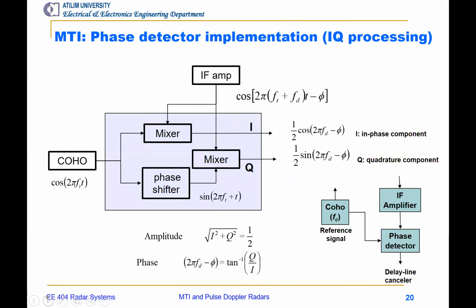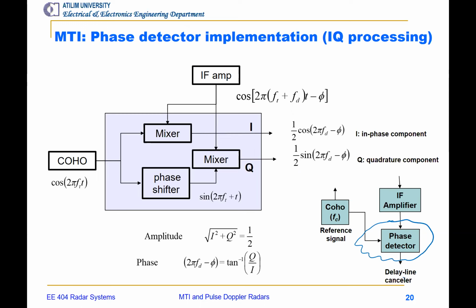Okay, let's see the phase detector. Remember this portion of the MTI system. A phase detector is connected to a coherent oscillator reference signal and the IF amplifier output. And the output of the phase detector is used in the DLC that we have already studied in previous lessons.